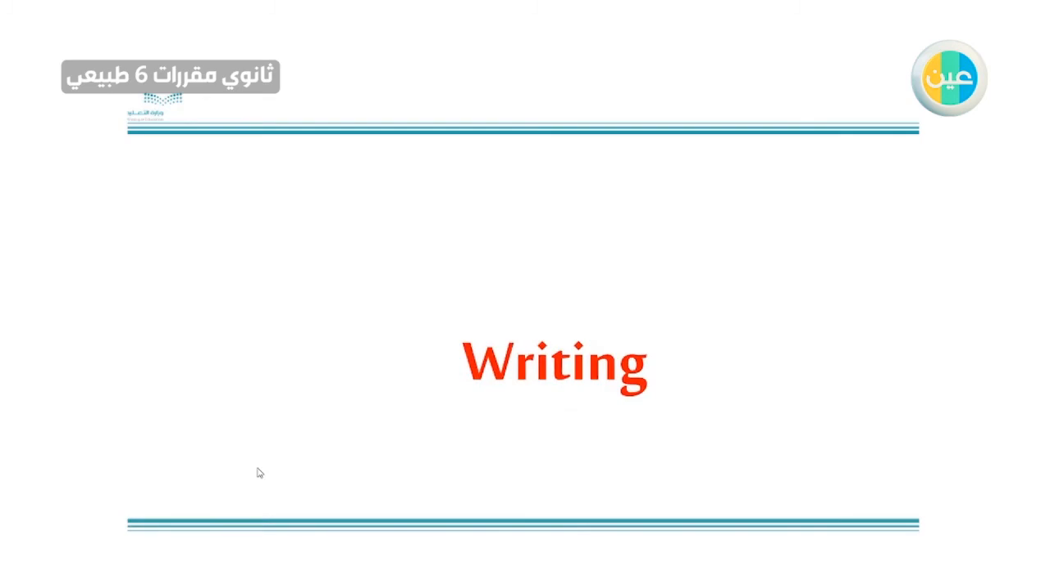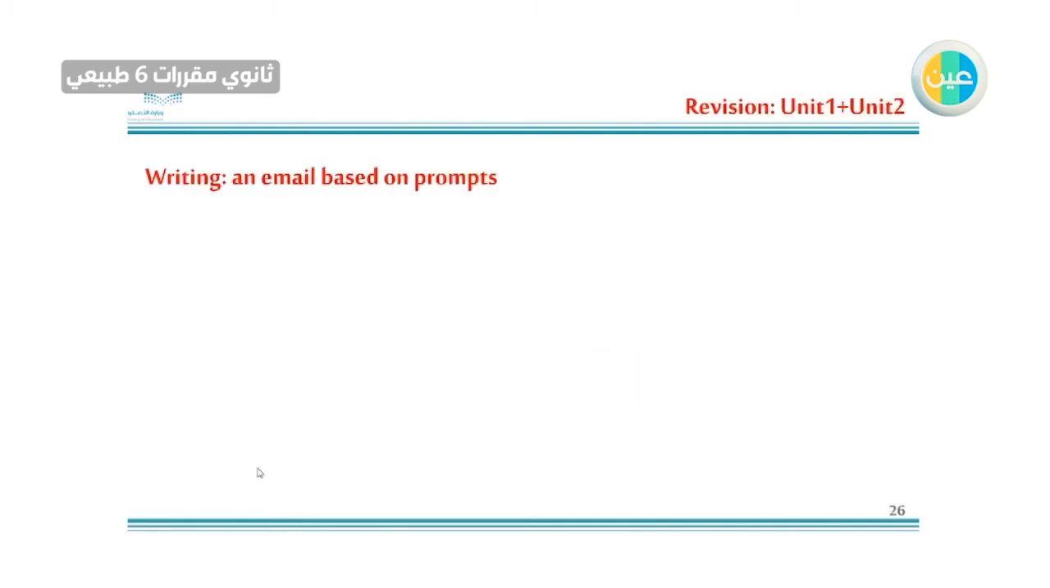move to the writing. Remember, in each module you have 2 writing tasks. Most of the time, one is an email or letter, the second one is an essay. And remember that module 1 was about describing people and places, events, okay? So let's go to writing an email based on prompts.